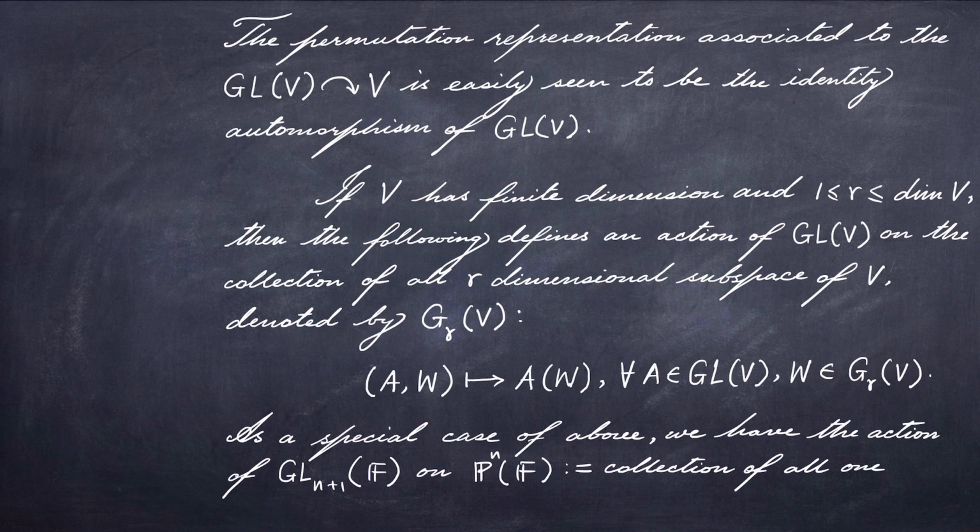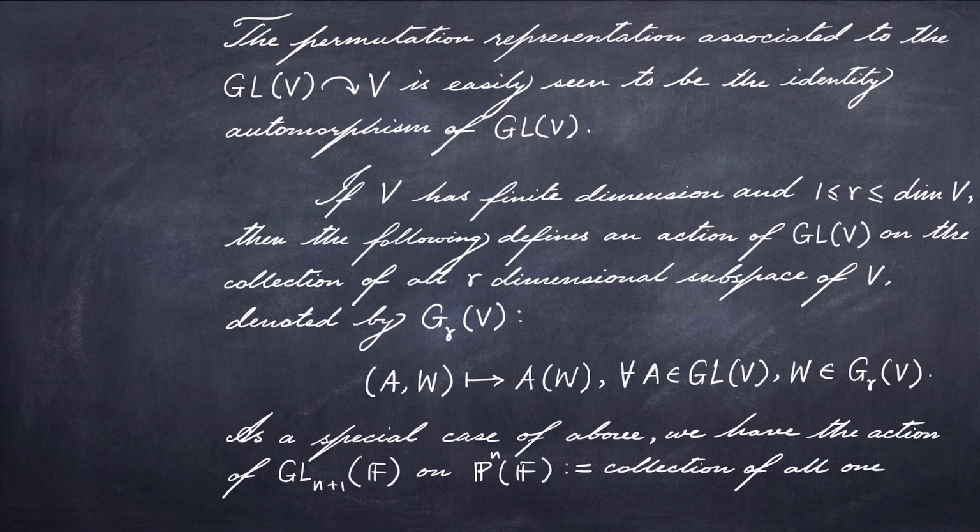Now assume that V is finite dimensional and let r be a natural number not exceeding the dimension of V. Now we consider the set of all r-dimensional subspaces of V, which we denote by G_r(V). Given an r-dimensional subspace of V, its image under a linear map is again a subspace of the same dimension, as A is an invertible linear map. That shows that we do have a natural action of GL(V) on this set as well.